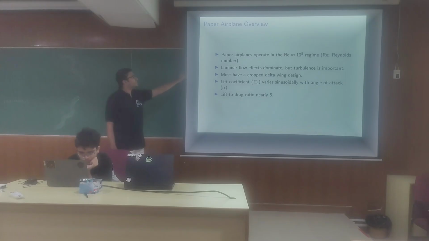Now, most paper planes have a drop delta wing design. This matters for center of pressure and center of mass. The lift to drag ratio is around 5, which is quite good.